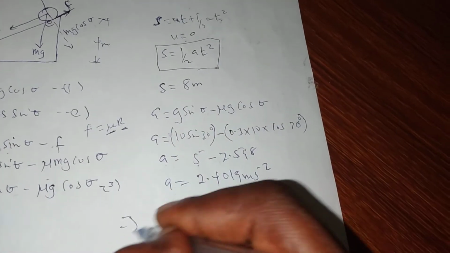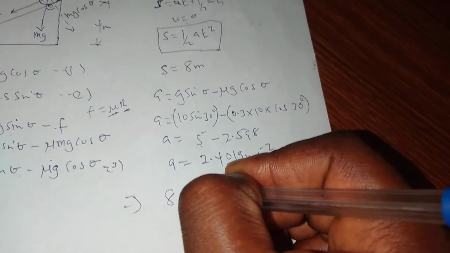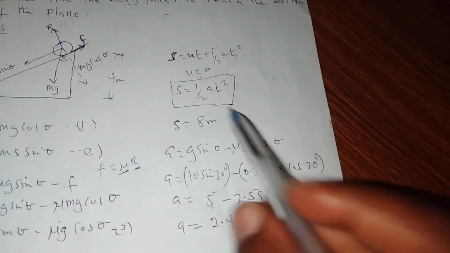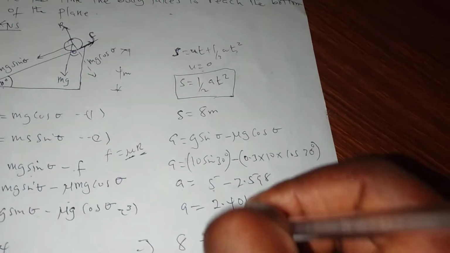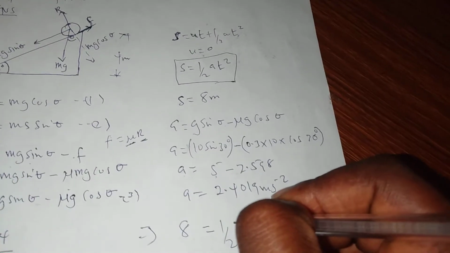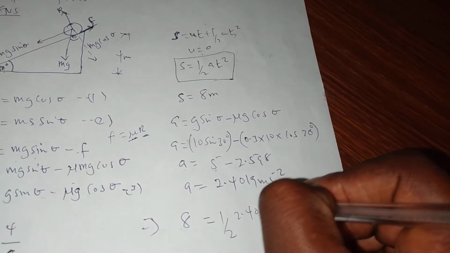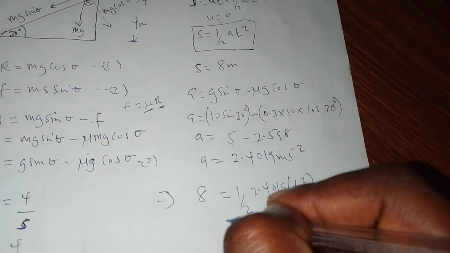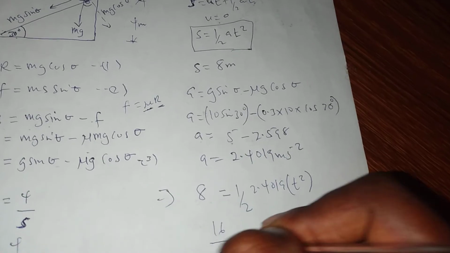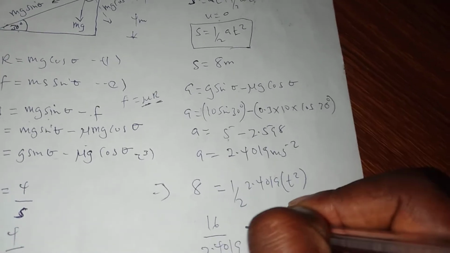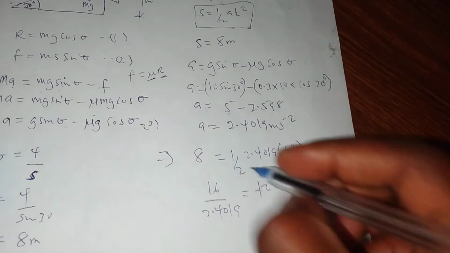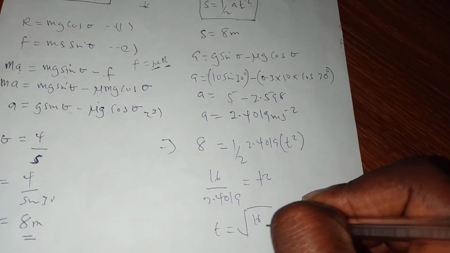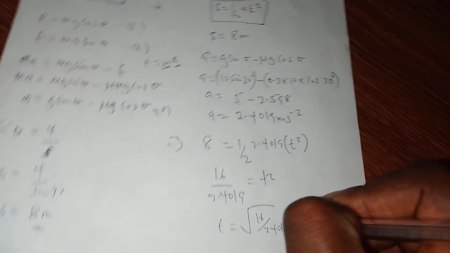So it implies that 8 is equal to, so we are coming back to this equation for the time. So 8 is equal to half multiplying 2.4019 multiplying t squared here in bracket. So you have 16 over 2.4019, it's equal to t squared. When you do the math, you get t is equal to the square root of 16 all over 2.4019.